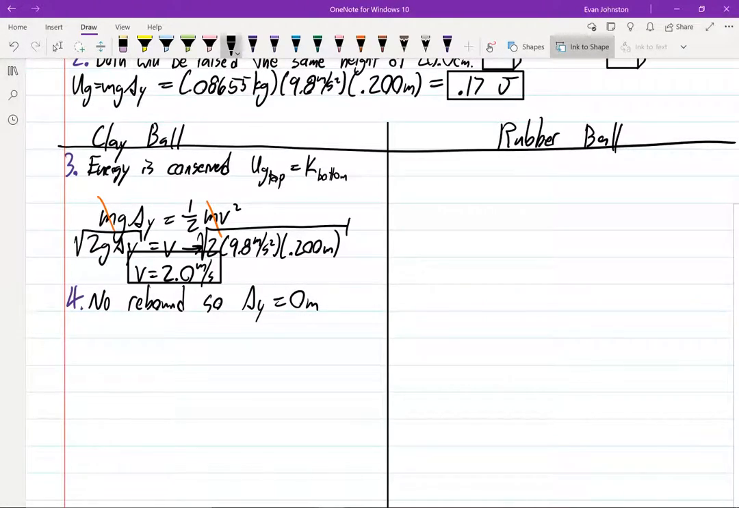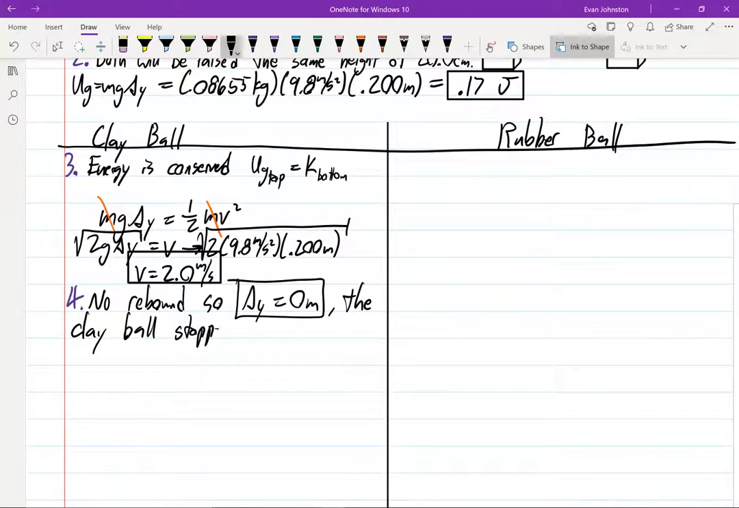So in 4, it's saying, what is the height it reached after collision? Well, the first part is gain no height, no rebound. And then the velocity after collision, 0. So the clay ball stopped.